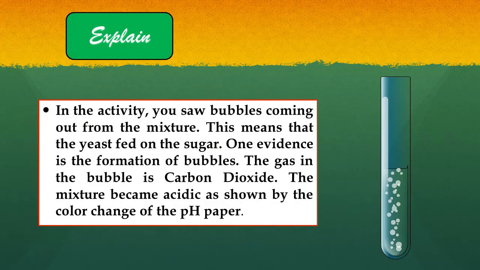In the activity, you saw bubbles coming out from the mixture. This means that the yeast fed on the sugar. One evidence is the formation of bubbles. The gas in the bubbles is carbon dioxide. The mixture became acidic as shown by the color change of the pH paper.